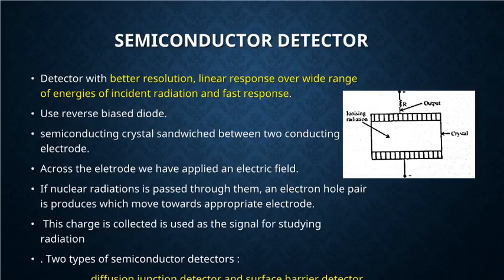We have two types of semiconductor detectors, the diffusion junction detector and the surface barrier detector. This type of radiation detector is important in comparison with other types of detectors since it has better resolution, linear response over a wide range of energies of incident radiation, and fast response. So we will see each semiconductor detector separately.